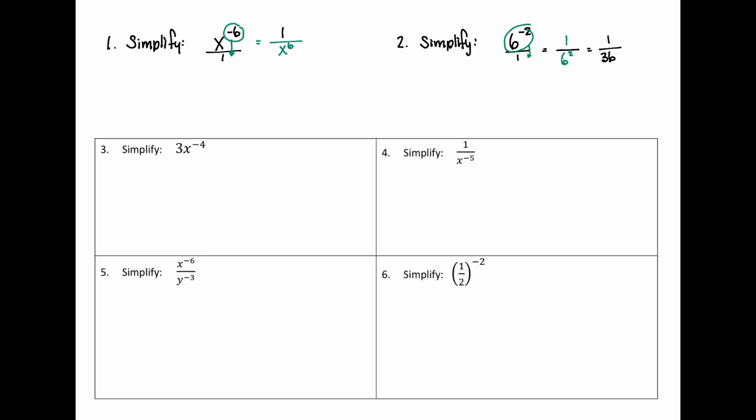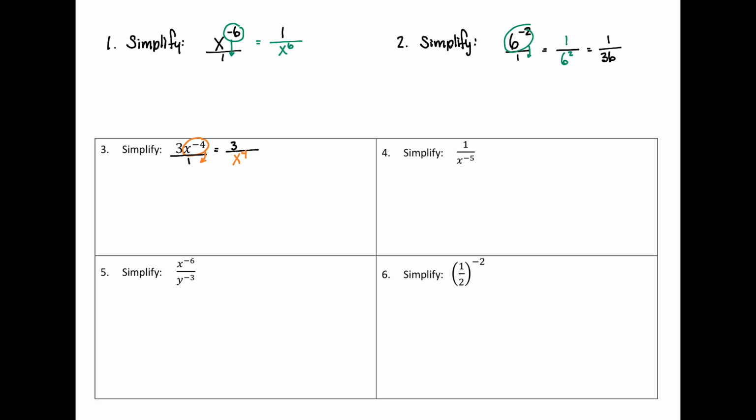Okay, number 3. This exponent, the negative 4, is only on the x. The 3 is not affected. So that looks like this. The 3 stays on the top, because this is like the whole thing over 1. But now this has to go down. So this becomes x to the 4th downstairs. 3 stays because it isn't affected by the negative 4 exponent.